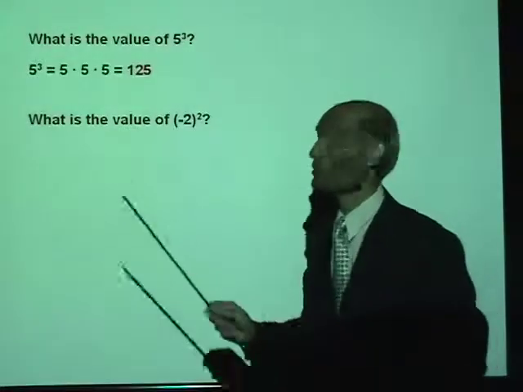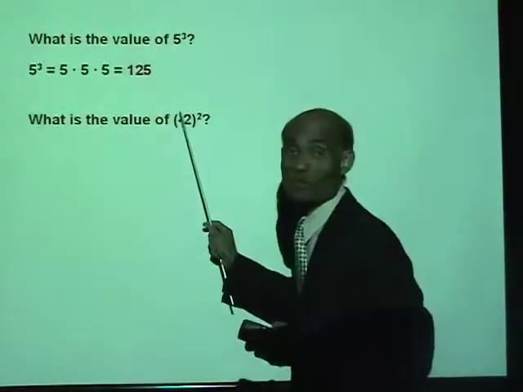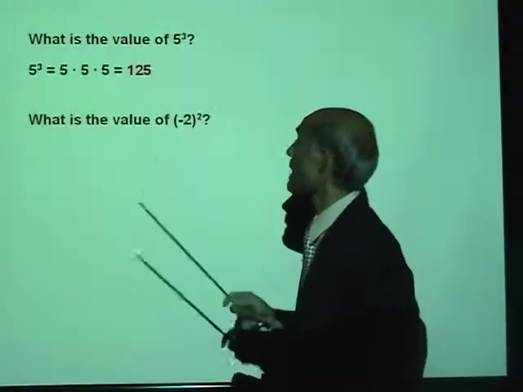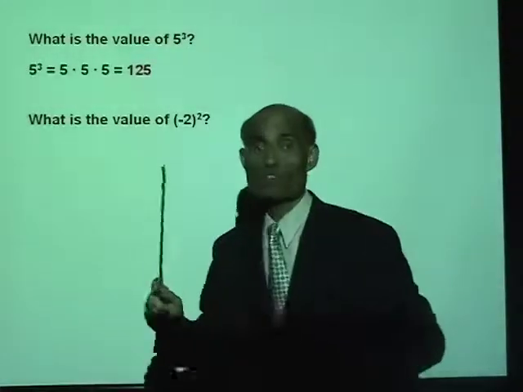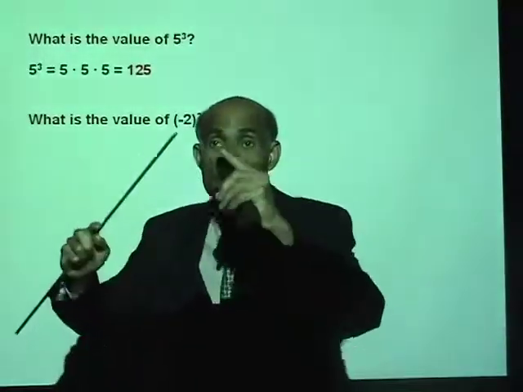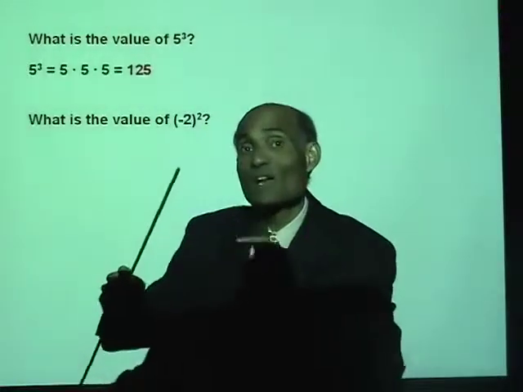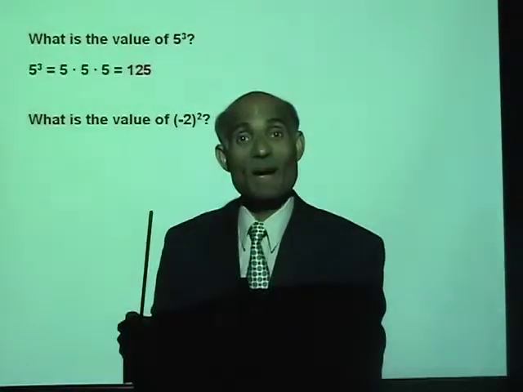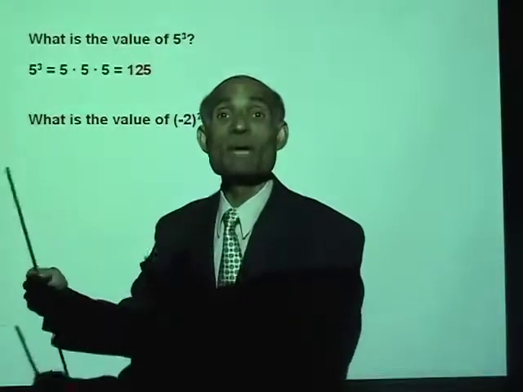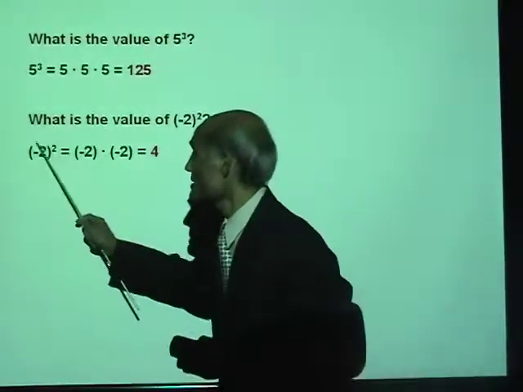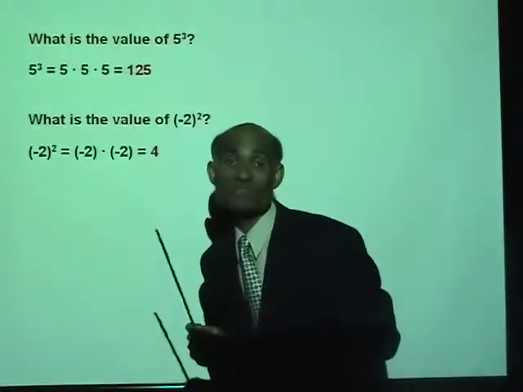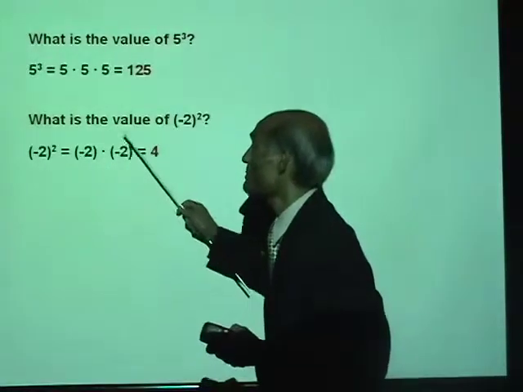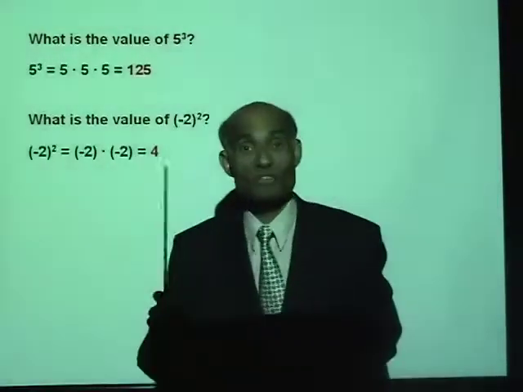Alright, tell me now this. What is the value of, I want you to watch this carefully, in parentheses, negative 2 raised to the power of 2? Now what that means is, the number negative 2 is multiplied by itself 2 times. Now, do you know that a negative number multiplied by a negative number will be a positive number? So, negative 2 raised to the power of 2 is, this is the way you understand it. Negative 2 times negative 2, that will be positive 4.